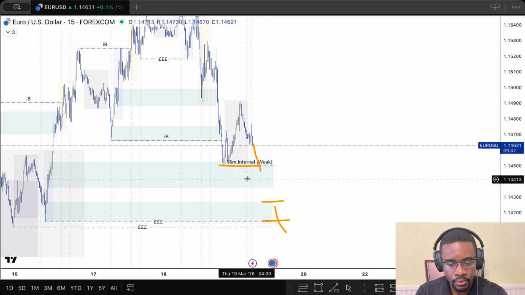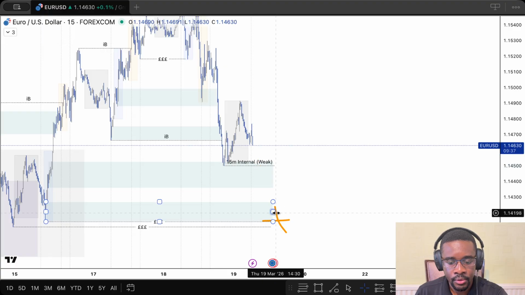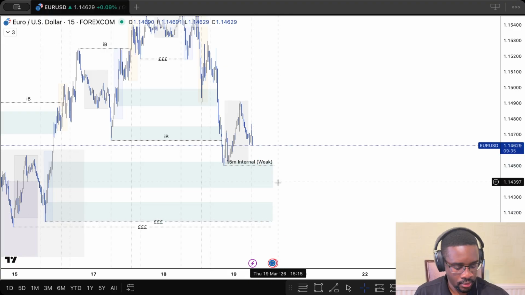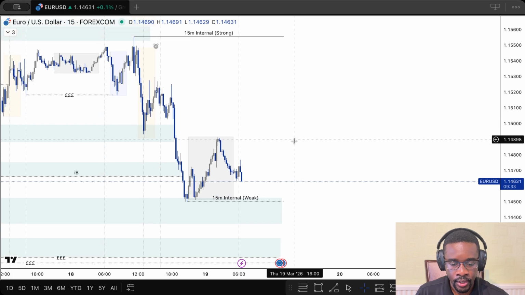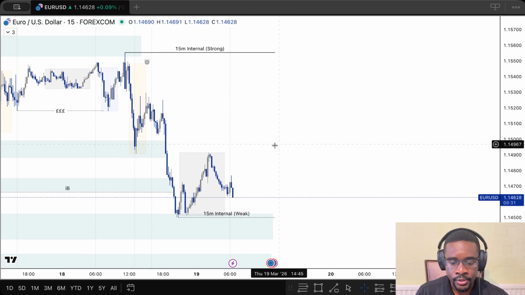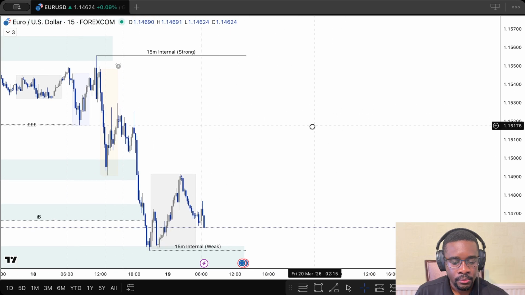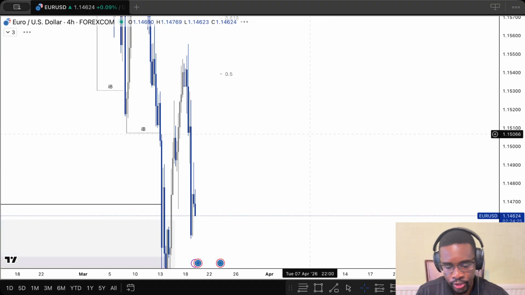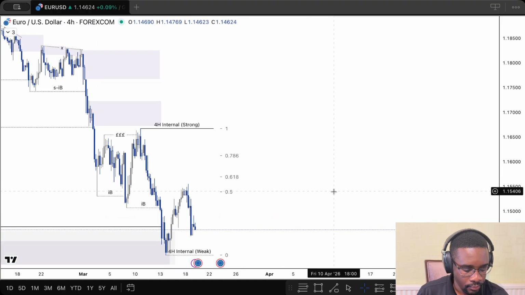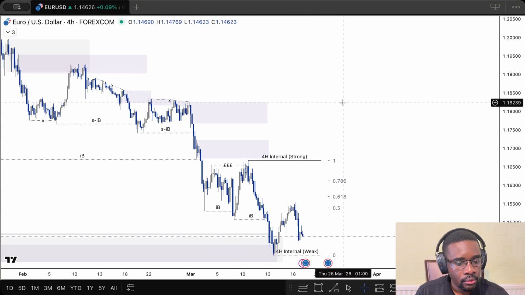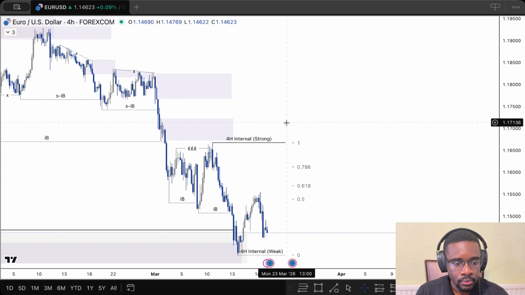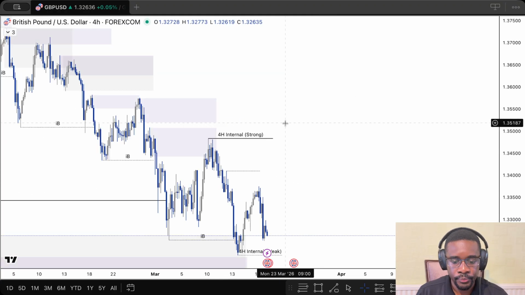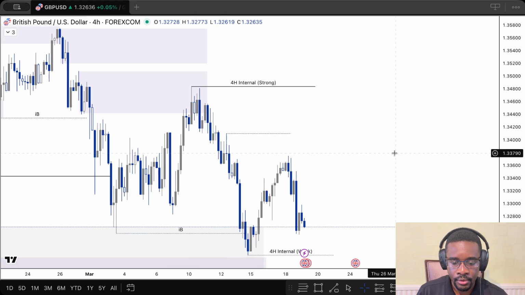So this is what I'm looking at, and this is my trade idea for today for the Euro USD. So let's go look at the pound. Let's start on the 4H. Okay, so starting on the 4H on the pound, this is what we have.